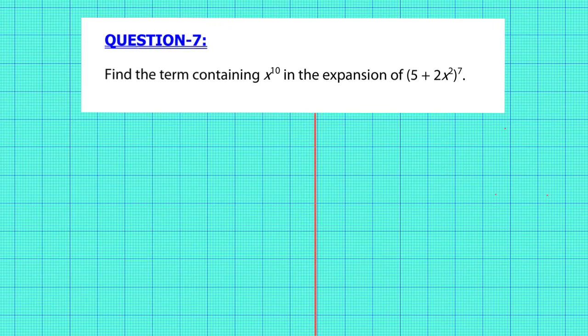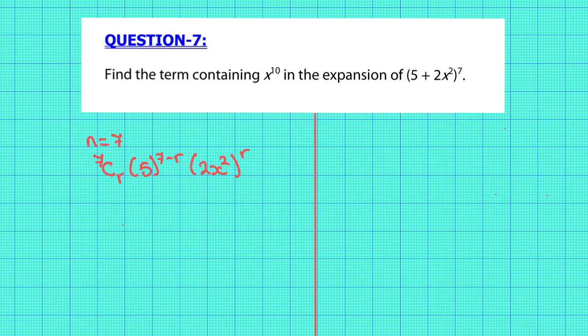Question 7. Find the term containing x to the power of 10 in the expansion of (5 plus 2x squared) raised to the power of 7. In this question, n is equal to 7. So we can write 7 choose r, 5 to the power of 7 minus r, (2x squared) to the power of r.